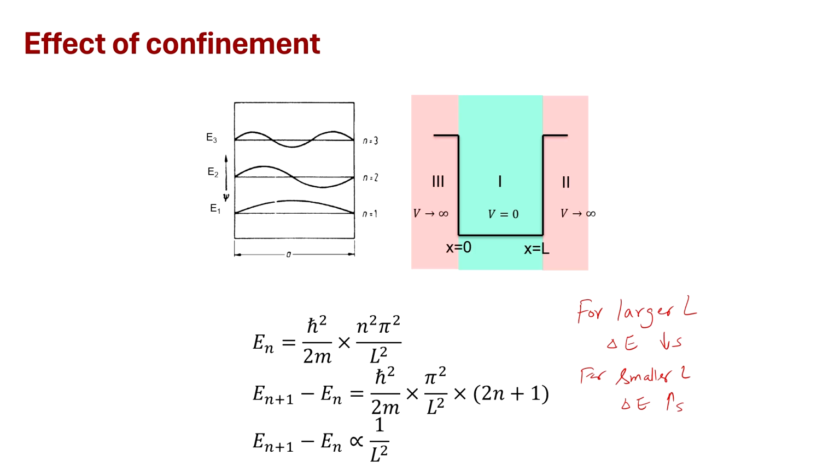So, molecules which show stronger confinement, where L is smaller, have energy levels further apart, but molecules which do not have so much confinement have a larger L value.